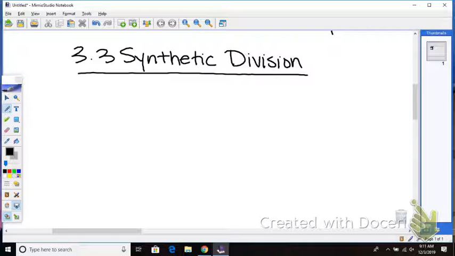Okay. There is one more section we can do. It goes right along with this. Okay, synthetic division. Here's what's important about synthetic division.